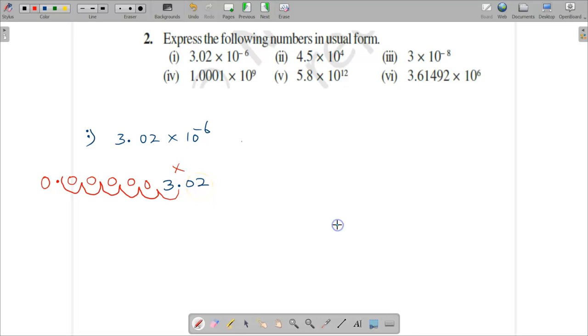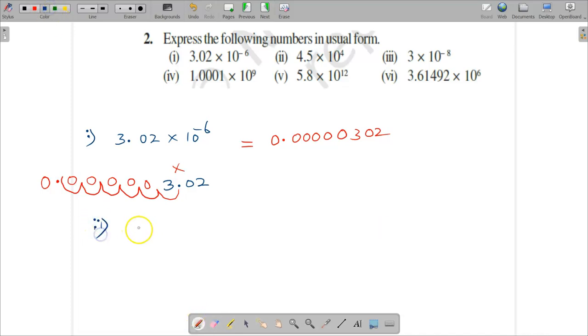So we can combine these numbers and write. How can we write this? It is 0 point, how many zeros? 1, 2, 3, 4, 5 zeros, and then this decimal point has been moved here, so we need to discard that. What are the remaining terms? It is 302. That's all. So 3.02 into 10 power minus 6 is 0.00000302. Okay.